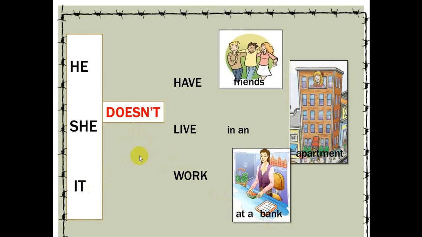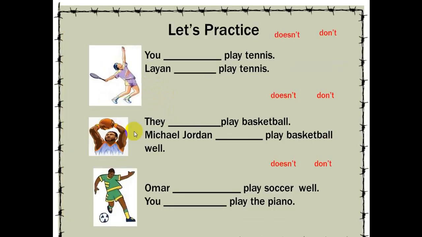So remember, my beloved ones, the main verb is going to be the same as it is in the base form. We only choose, and we have the control to choose, which auxiliary verb will be in the sentence, don't or doesn't. Let's practice together.